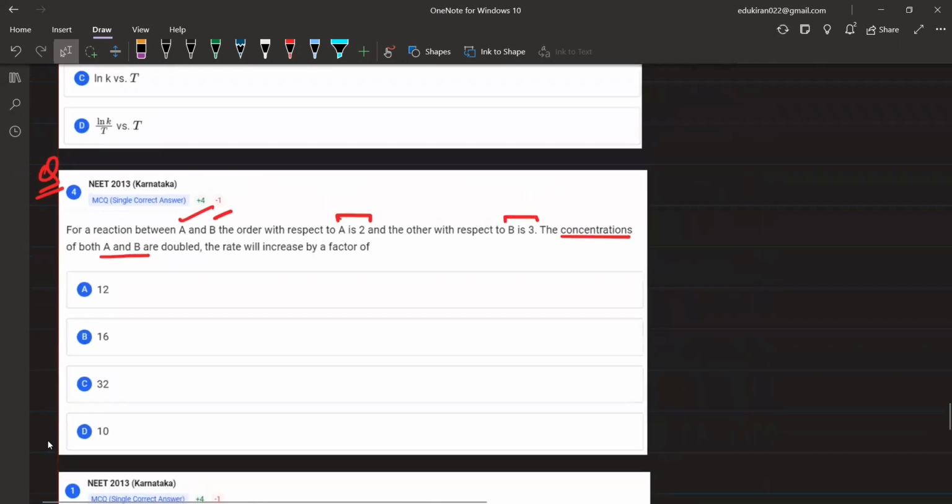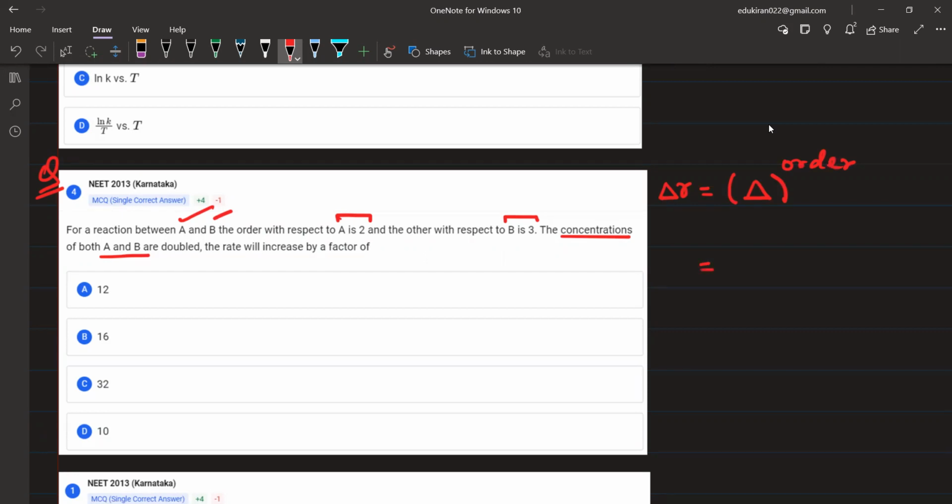See, जब भी आपको इस तरह की चीज है ना कि A और B दिया हुआ है और कोई डबल कर रहे हैं, कोई ट्रिपल कर रहे हैं, कोई हाफ कर रहे हैं. So what you have to see, the change in rate will be equal to, हाँ ठीक है हम देखते हैं, whatever change you are having for a concentration to the power of its order. ठीक है, तो यहाँ पे क्या क्या चेंज हो रहा है?